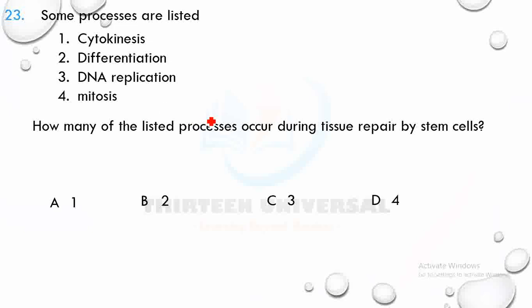Remember that when stem cells repair tissues, they first of all divide by mitosis. Mitosis produces genetically identical daughter cells, so DNA replication, which ensures that, occurs before it. After mitosis, the nucleus has split and the cell has to split too, so cytokinesis occurs. When the cell splits, it has to form a tissue, and to form a particular tissue the cell has to differentiate. So all four processes occur there.